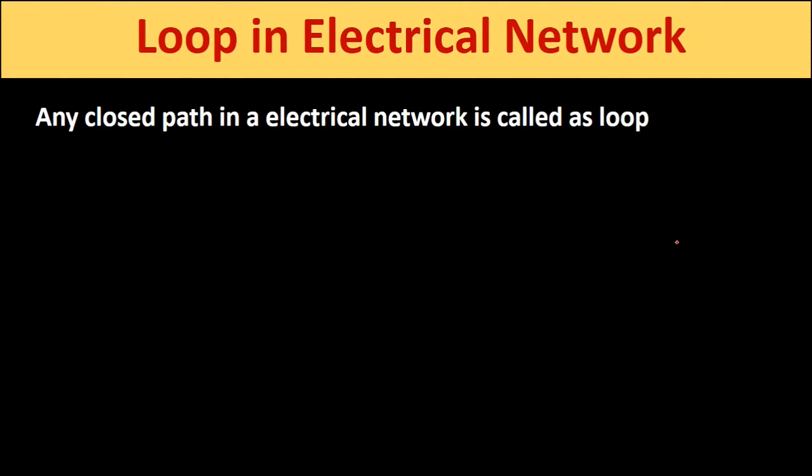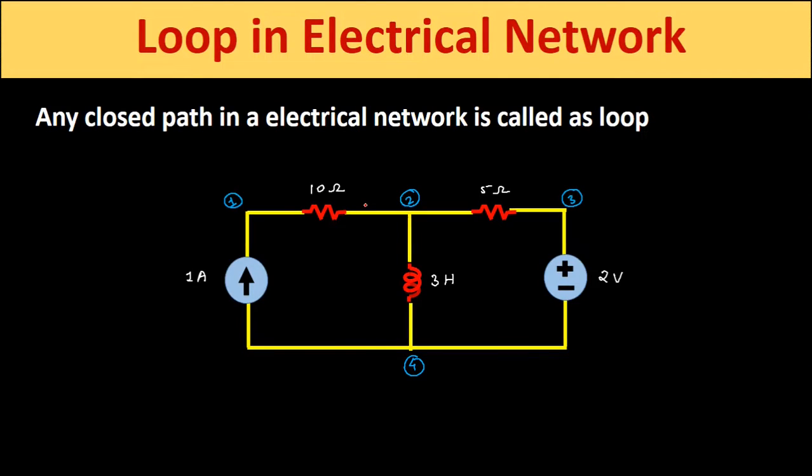Next one is loop in electrical network. Any closed path in the electrical network is called as loop. Again we will take this circuit diagram. Here you can see if we move from node number 1 to 2, then we will go to 4, then again we will come to 1, then this is a formation of a loop. So loop is a closed path which starts from a node and it should end at a node only.